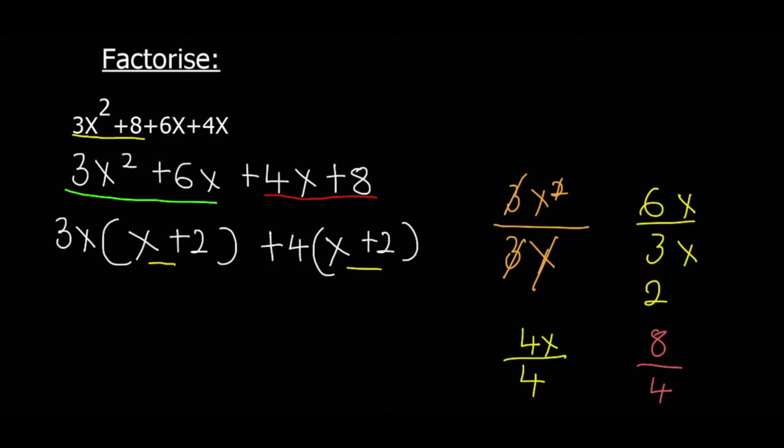So it's a good thing. And then from here you write one bracket. And then you have 3x plus 4. And so this is our answer.